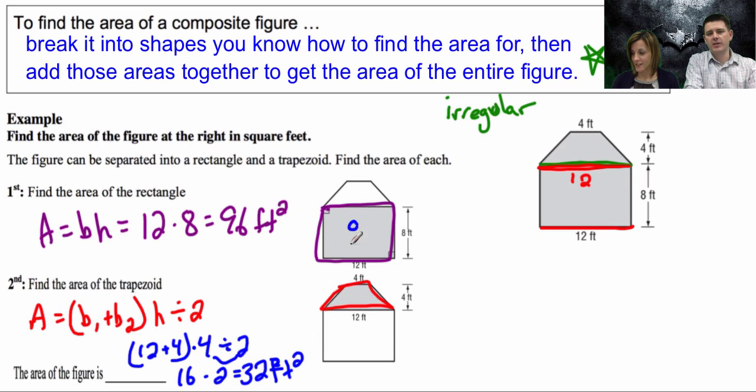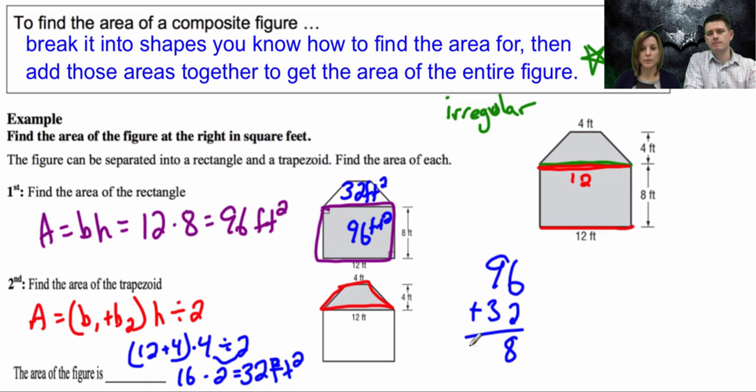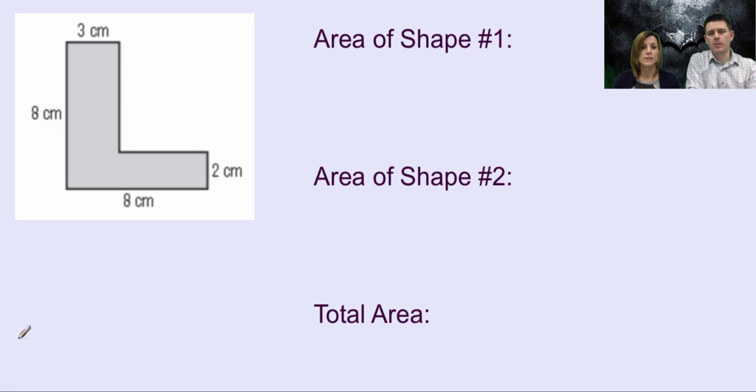All right. So we have 96 and 32 feet squared. We found the area of each one of them. So we've broken it down. We found the area of the separate shapes, and now we need to add them together to find the area of the irregular polygon, which is 128 feet squared. So break it down, find the separate areas, add it back up for the total area.